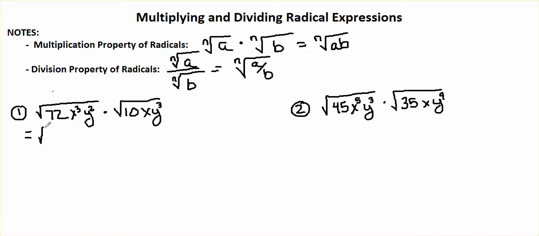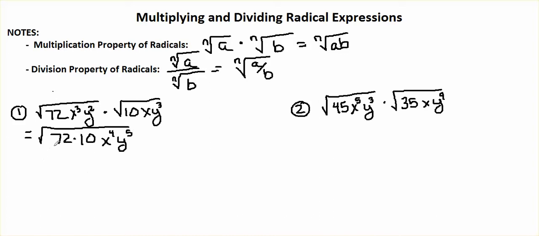And I'm going to keep my numbers separate, but I am going to put a multiplication sign between them just so that I know that they're still being multiplied. So 72 times 10, I'm going to keep under my radical like this. Now I'm going to multiply x cubed by x, and we know that we add exponents when we multiply a number or a variable with the same base. Our y's are the same, so when we multiply, we will add their exponents, so that'll be y to the fifth.